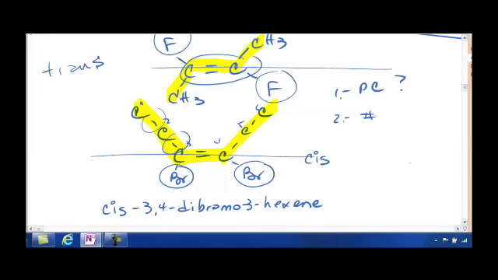If I ask you to draw the trans, what would you do? I would just move these two around. Put the bromo above and that other chain down, and that would be the trans.